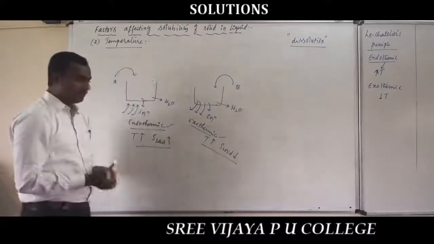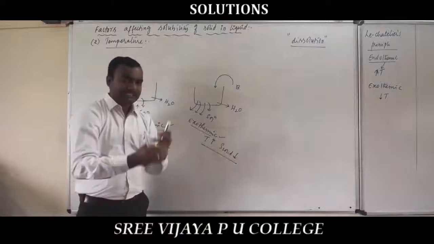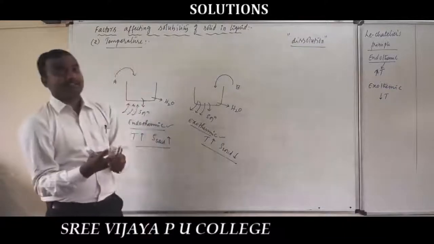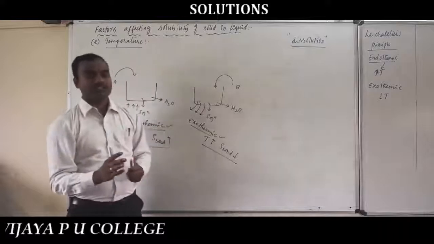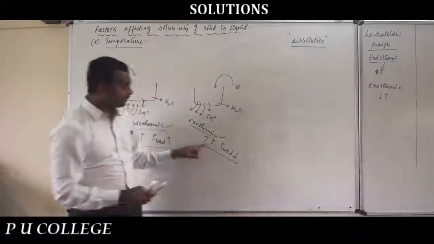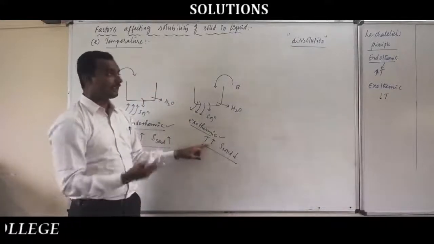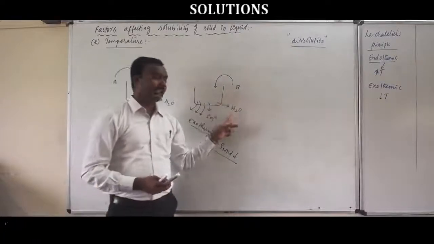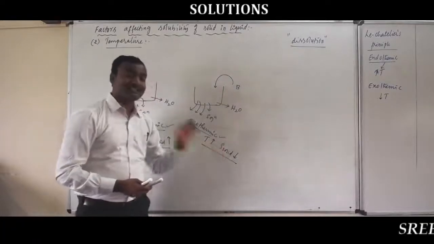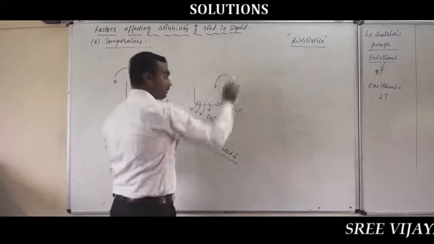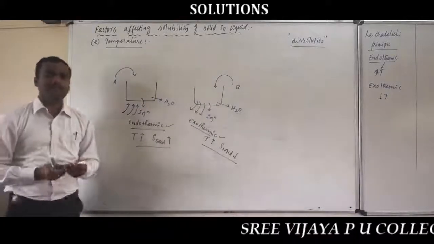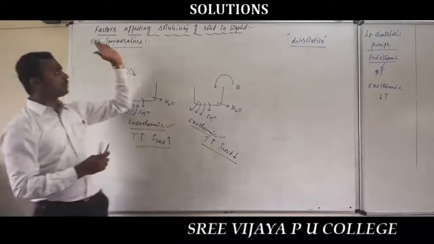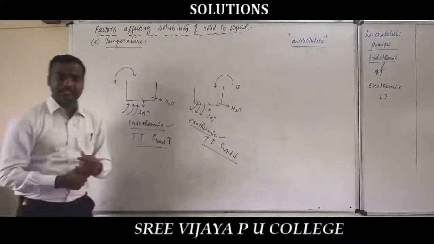Observe here: since it is exothermic, heat is liberated. Since heat is liberated, to push the process forward we have to maintain low temperature. But if I increase the temperature, the dissolution of the solid in liquid decreases, if the dissolution is exothermic. So this is very important. What is the effect of temperature on the solubility of a solid in a liquid?